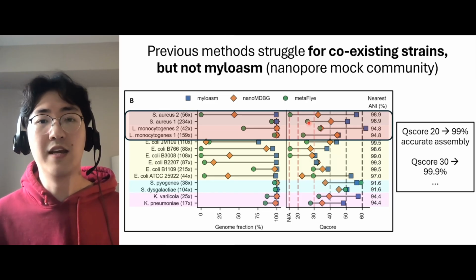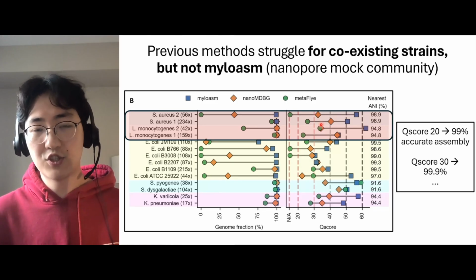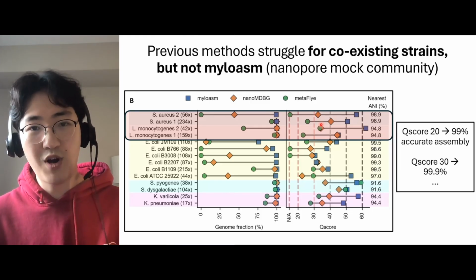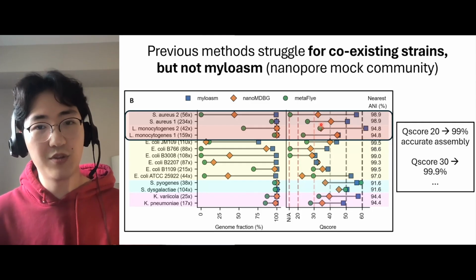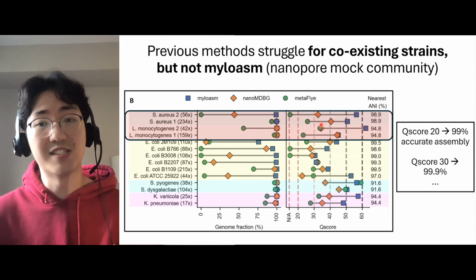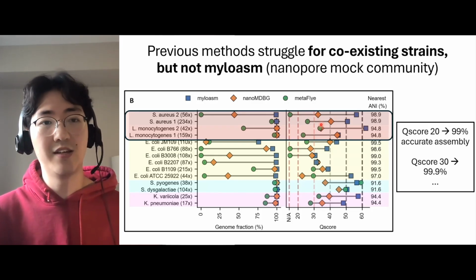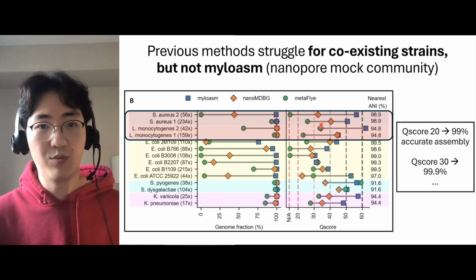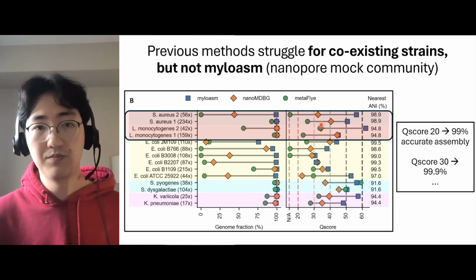Okay. So what you can see is that previous methods struggled for this high resolution task, and it's not their problem, right? It's not that the algorithm is bad. It's just that the algorithm was designed for older sequencing data and wasn't adapted to deal with this high quality data that we can take advantage of with Myloasm.